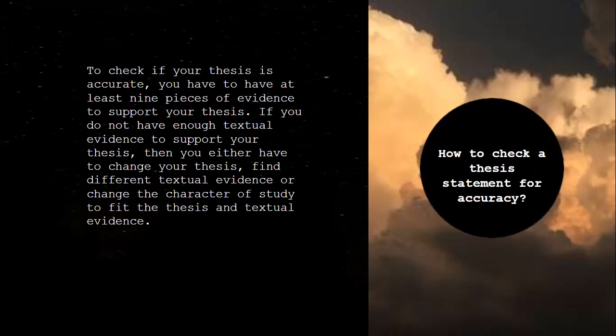How to check a thesis statement for accuracy. To check if your thesis statement is accurate, you have to have at least 9 pieces of textual evidence to support your thesis. If you do not have textual evidence to support your thesis, then you either have to change your thesis, find different textual evidence, or change the character of study to fit the thesis and textual evidence. If you do not have any textual evidence for your thesis, it has to be changed completely, because your thesis statements and your evidence should match up together.